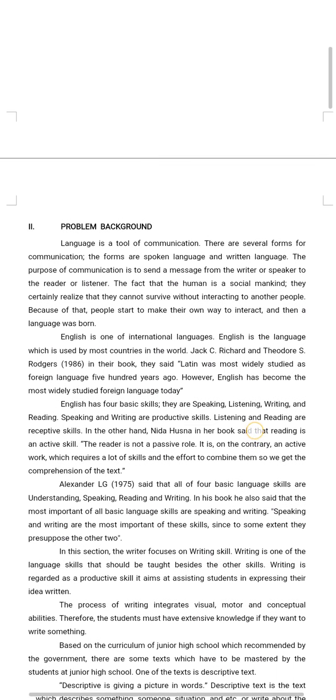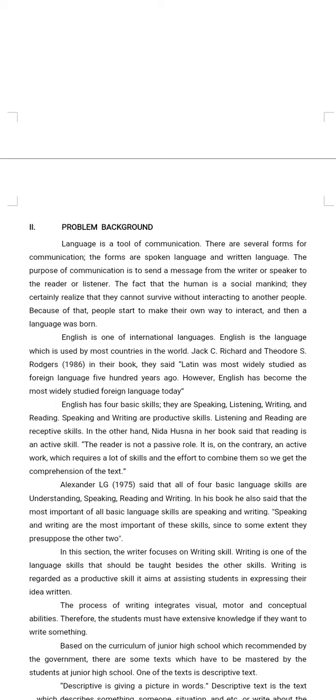Problem background. Language is a tool of communication. There are several forms of communication. The forms are spoken language and written language. The purpose of communication is to send a message from the writer or speaker to the reader or listener.